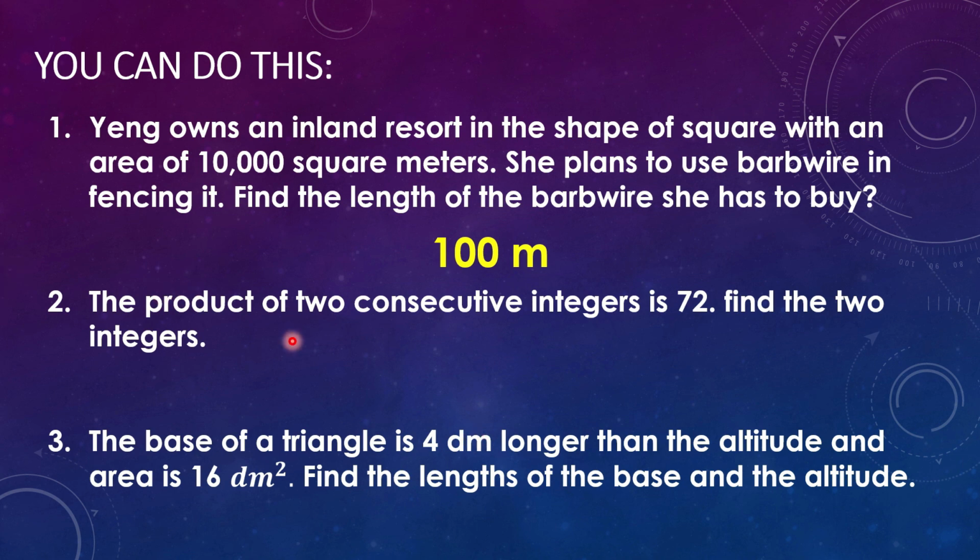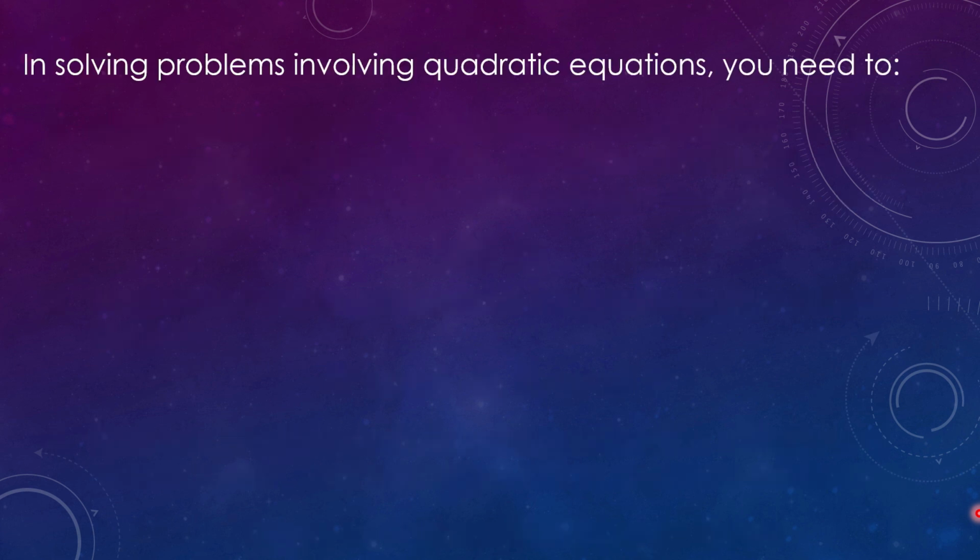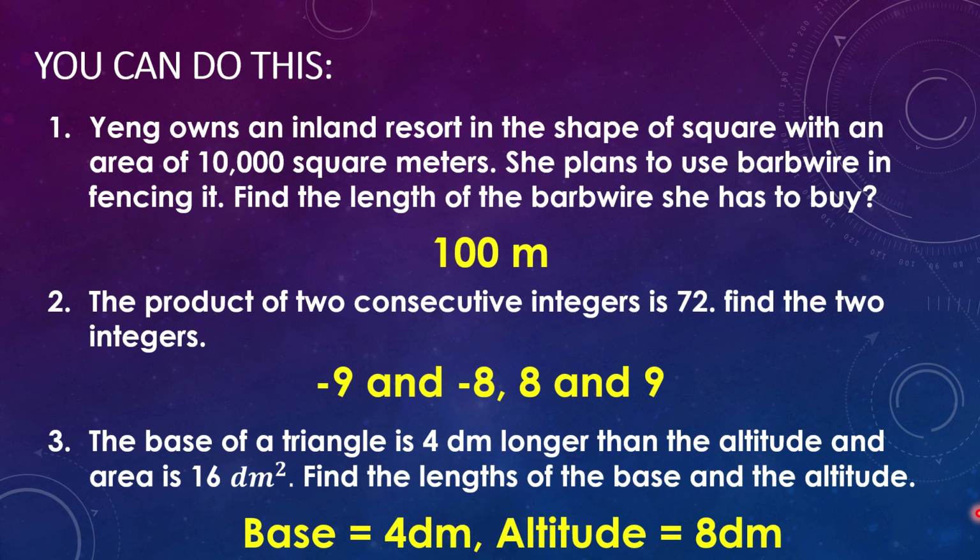Second, the product of two consecutive integers is 72. Find the two integers. Yes, it can be negative 9 times negative 8, and 8 and 9. Okay, the base of a triangle is 4 decimeters longer than the altitude and the area is 16 square decimeters. Find the length of the base and the altitude. So the base is equal to 4 decimeters and the altitude is 8 decimeters. And I hope we have the same answer.